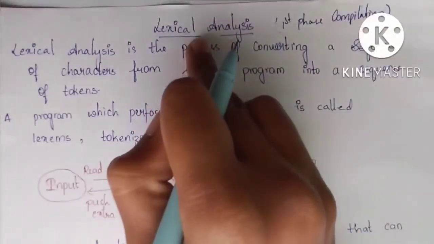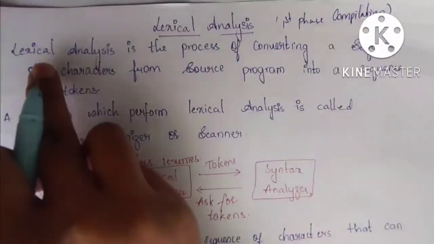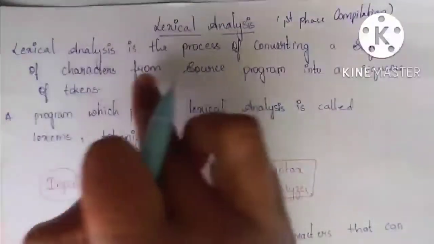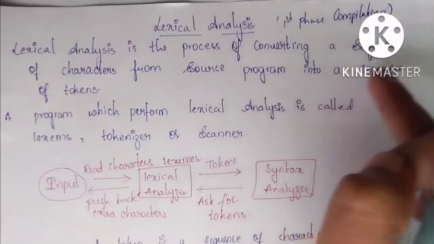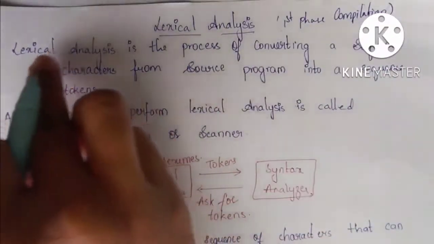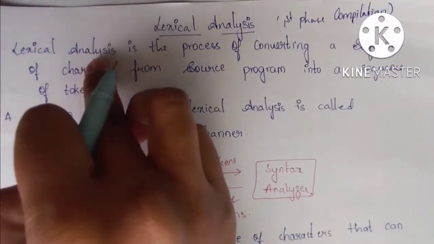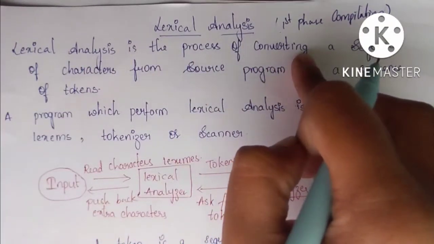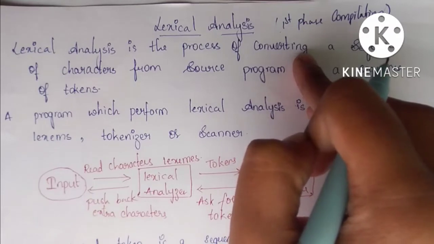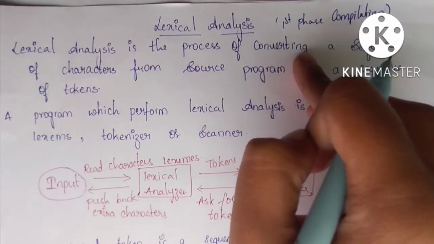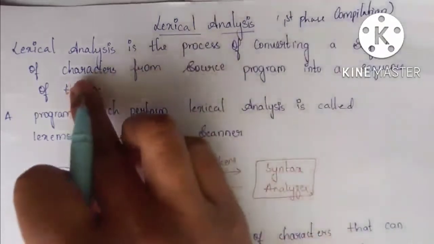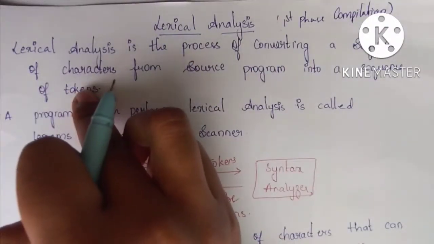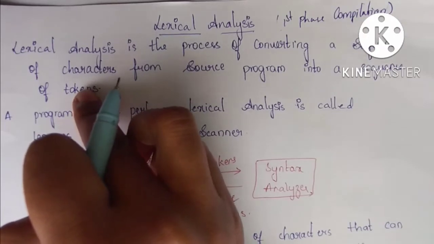Okay. First, lexical analysis is a process of converting a sequence of characters from the source program into a sequence of tokens. So what is the role of lexical analysis? It is a process for converting the complete sequence of characters taken from the input program, that is the source program, into a sequence of tokens. Means the input source code will be divided into a sequence of tokens.